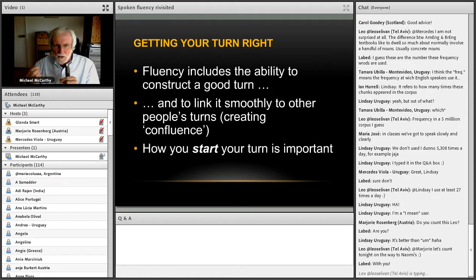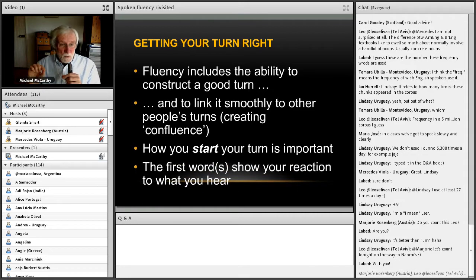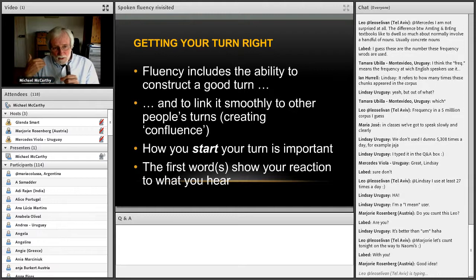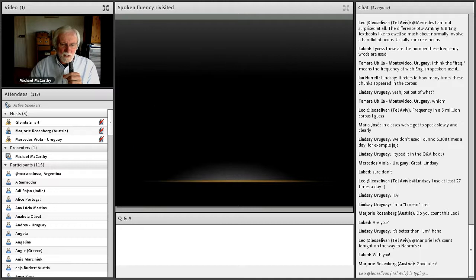How you start your turn is the most important. Remember, we said you've got half a second, then it's your turn to speak. The first words that you use in a successful turn show your reaction to what you've just heard. Now, this may sound obvious, but actually, when you look at textbooks and dialogues in textbooks, when you look at how learners perform in tasks, in oral examinations and so on, very often this crucial little bit is forgotten.